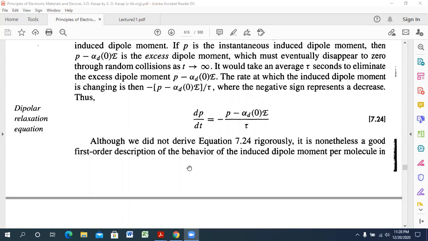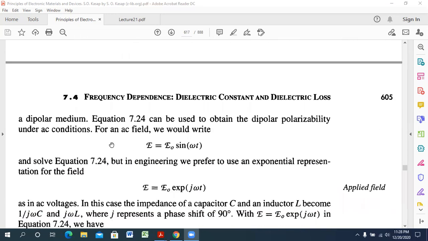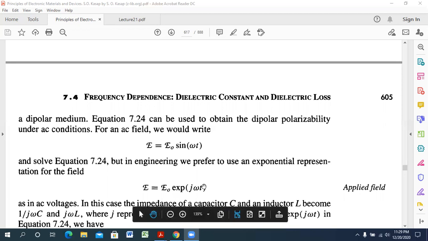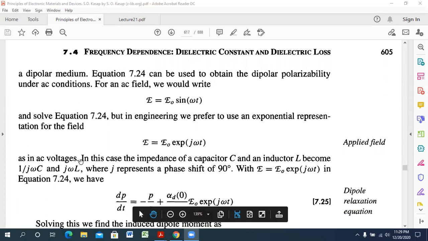Now we know that, because this is an AC signal, we can define E equals E naught sine omega t, right? That means this is an AC signal. Now in engineering, we also know that these sinusoidal terms can also be explained in terms of exponential terms. So we can also write E equals E naught exponential j omega t, right? This is from Euler's equation.